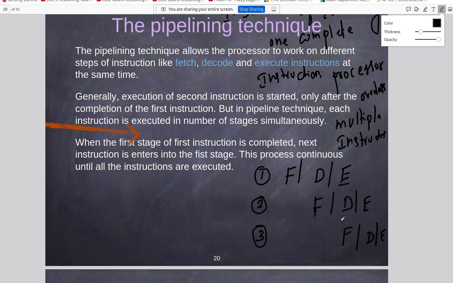Here, multiple stages are getting overlapped, so that you need to remember. This is very important. Understood? Multiple stages are overlapped. So instead of doing one complete instruction at a time, it is going to overlap multiple instructions at the same time. That means when the first stage of the first instruction is completed, the next instruction enters its first stage. This process continues until all the instructions are executed.